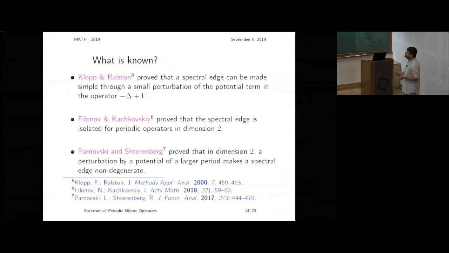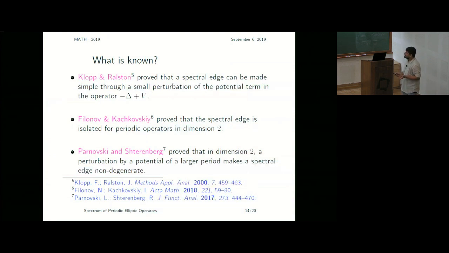So what is known, these are the three results. Klopp and Ralston proved that if you have a Schrodinger operator like this, and you do a perturbation in this periodic potential of the same period, then you will get a simple spectral edge. So you start with a spectral edge which is not simple, you do a perturbation in the periodic potential, and you will get a new spectral edge close to the old one, which is now simple.